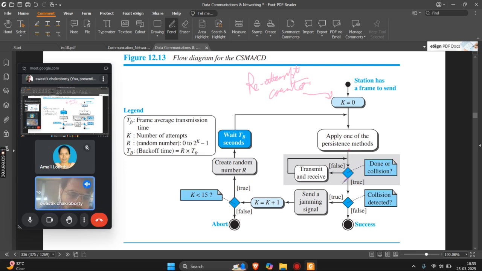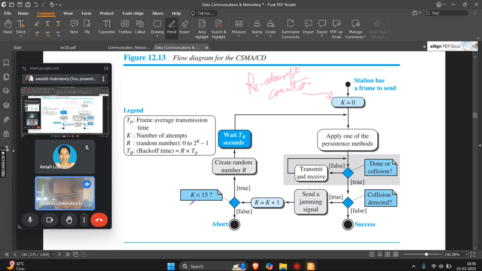But if transmission is done and there is a collision, then you will send a jamming signal. What does sending a jamming signal mean? Sending a jamming signal means you stop the stations from transmitting. You say, hey, there has been a collision, please stop sending the packets right now. And because your attempt failed, you will increment the attempt counter.